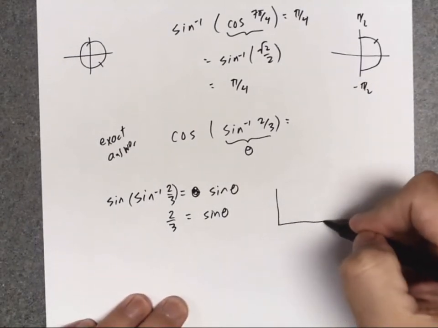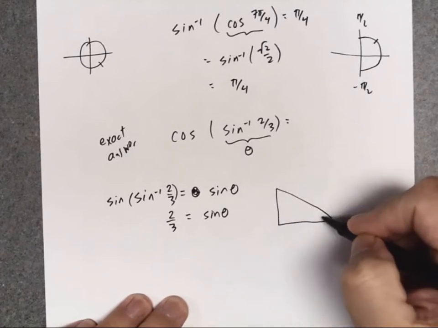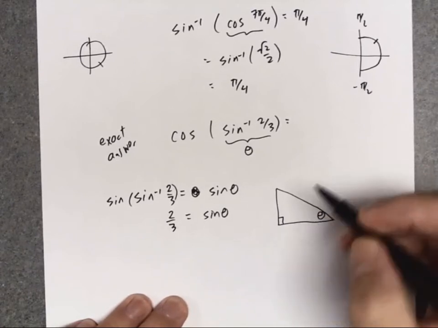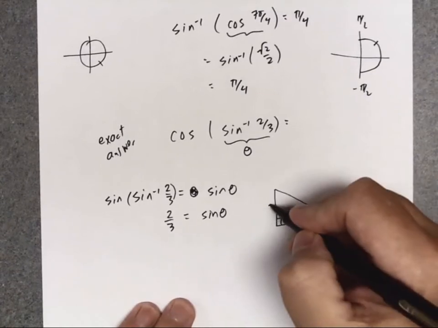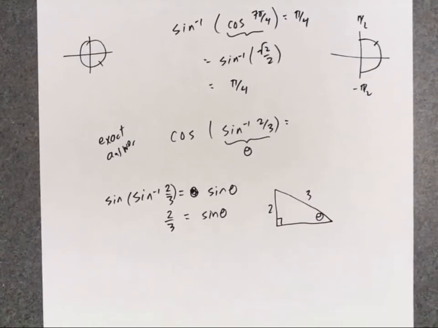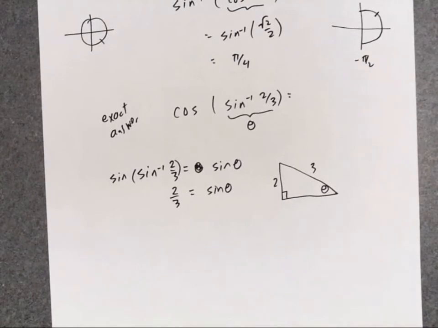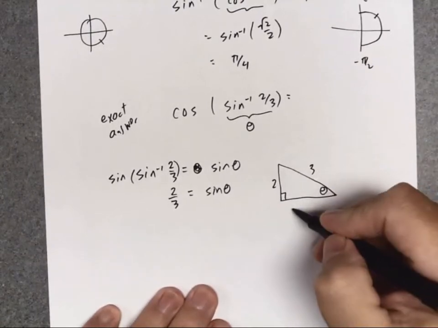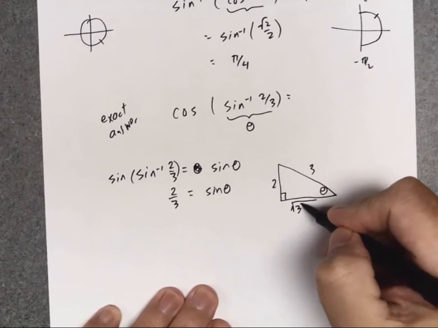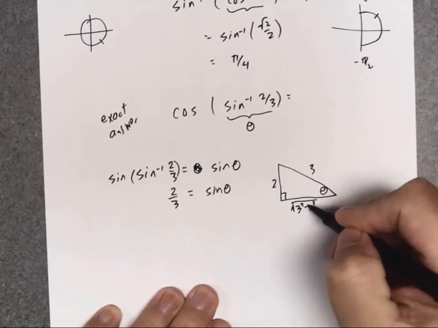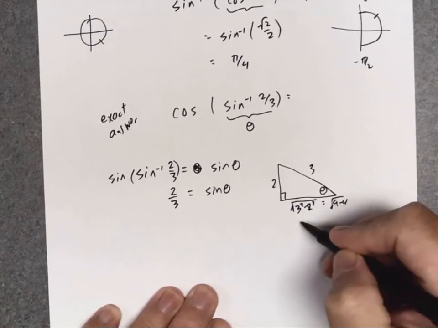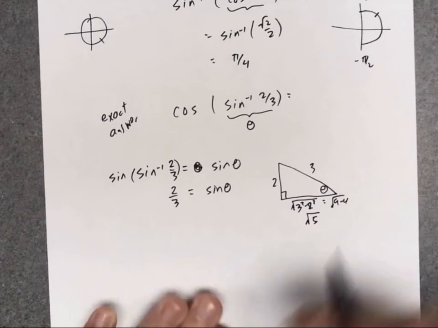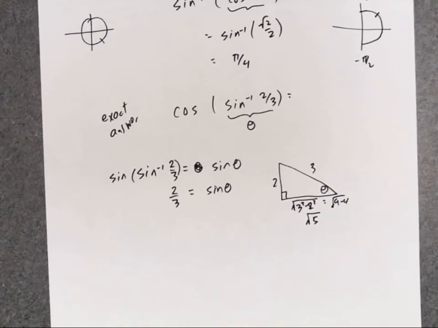And you know what I'm going to do with that? I'm going to create a right triangle where theta is here. If the sine of theta is 2/3, sine is opposite over hypotenuse, which means this side here is going to be 3 squared minus 2 squared, because that's 9 minus 4. This bottom side is square root of 5.